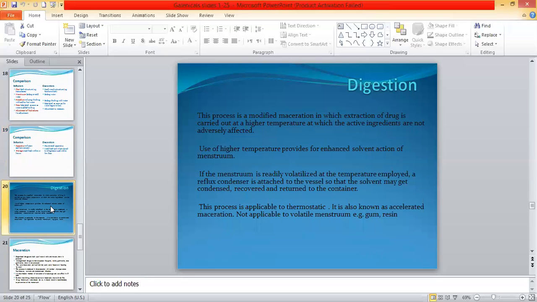Digestion is a process which could be called modified maceration, in which the extraction of the drug is carried out at a high temperature, but that high temperature does not affect the active ingredients negatively. How? For example, when we use a rotary evaporator to concentrate a drug material dissolved in a certain menstruum, we always take care not to exceed 40 degrees centigrade, because the active constituents in that preparation will be destroyed if we increase the temperature beyond that. Similarly, in digestion, if we increase the temperature, it does not have any negative effect on the active constituents.